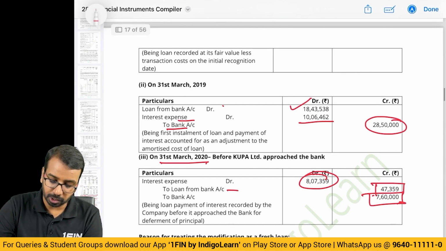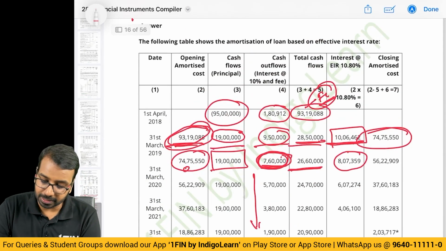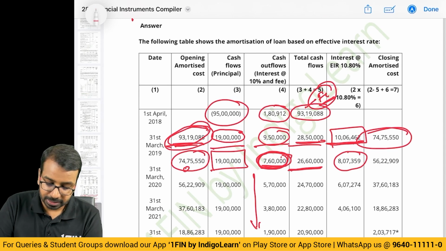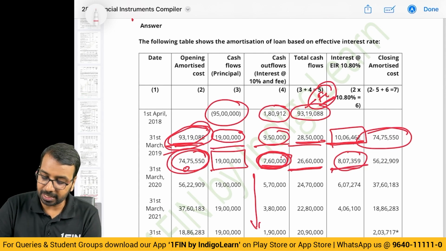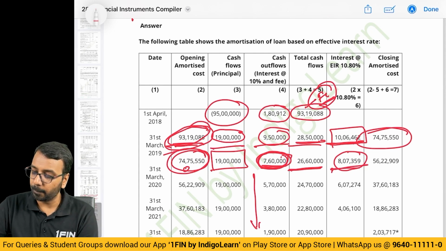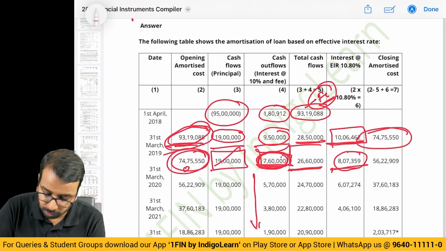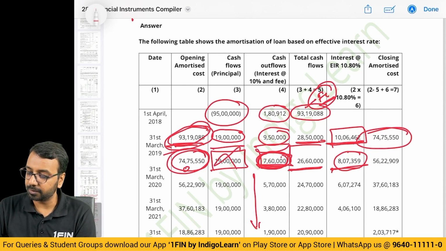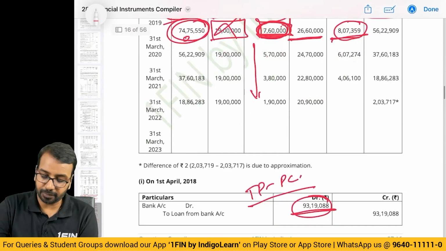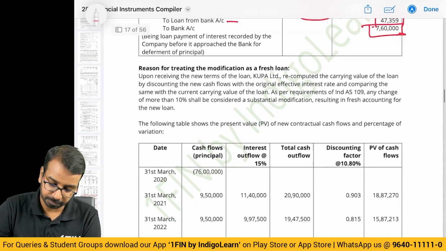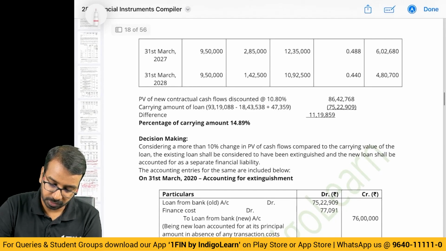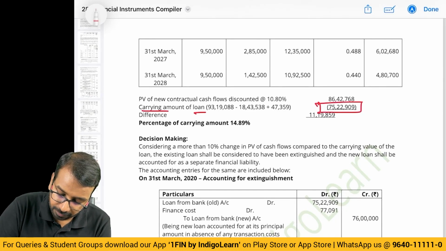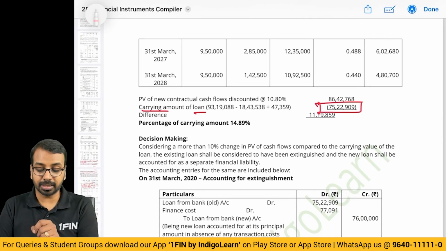So now, what is the loan account balance? Loan account balance is 74,75,550. 74,75,550 plus interest of 8,07,359 minus you have paid 7,60,000. You did not pay this. Minus 7,60,000. If you do, you get 75,22,909. Carrying amount of the loan is 75,22,909. Alright, that is the carrying amount of the loan.